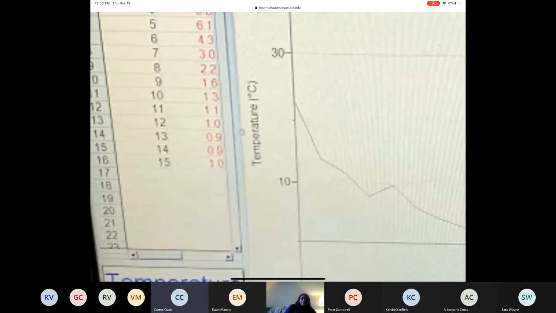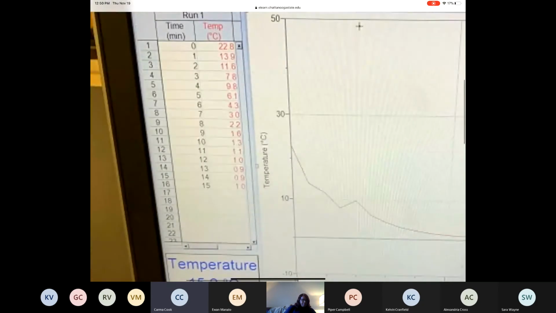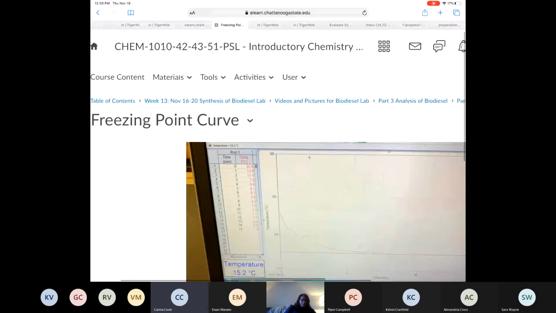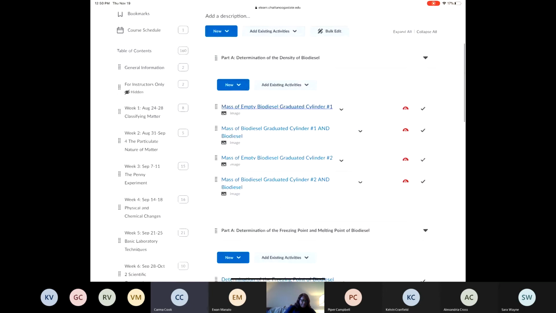So what did you say the freezing point was? Sarah said 0.9 degrees Celsius. Sarah is correct. So the freezing point of our biodiesel is 0.9 degrees Celsius. And so the next one was the melting point determination. We'll take a look at that graph.